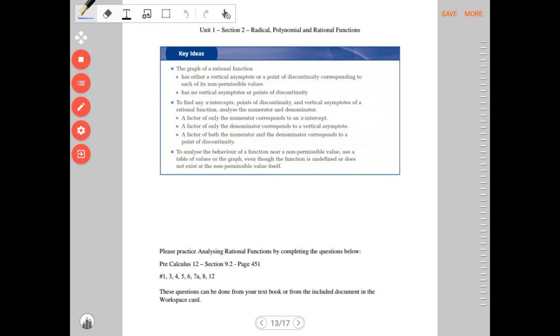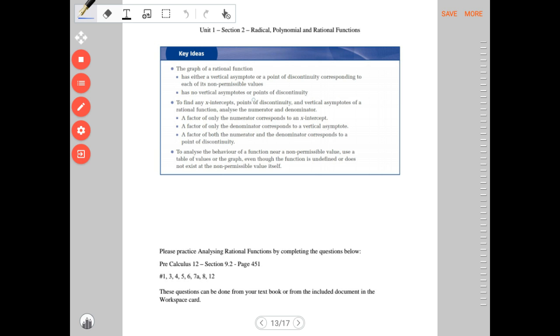Okay, so key ideas for this. The graph of a rational function has either vertical asymptotes or points of discontinuity corresponding to each of its non-permissible values. Or it could have no vertical asymptotes or points of discontinuity. It really just depends on what's going on with the bottom.